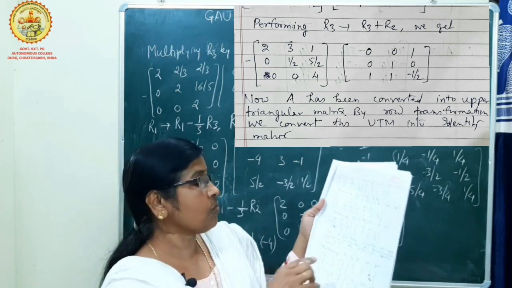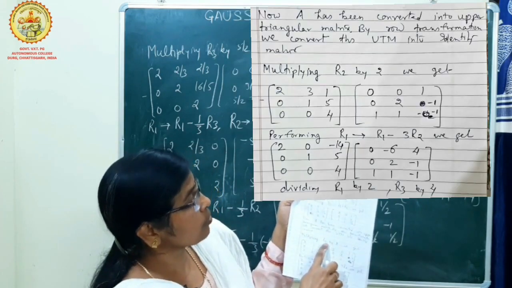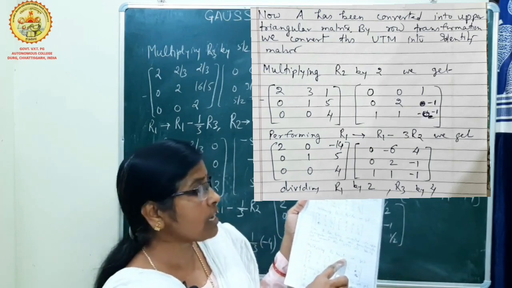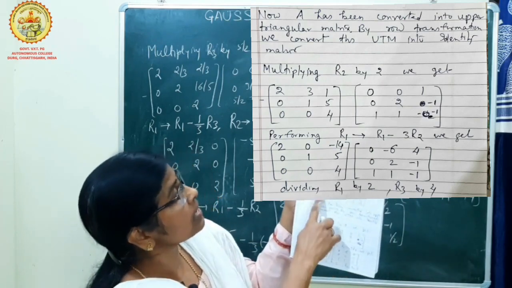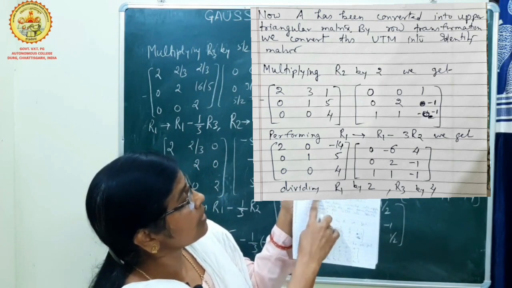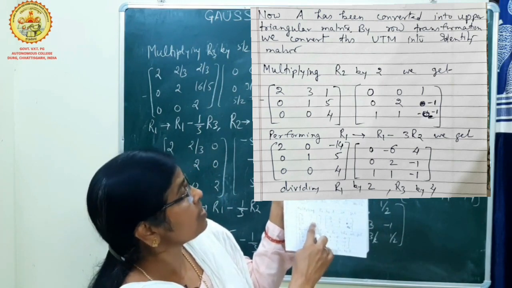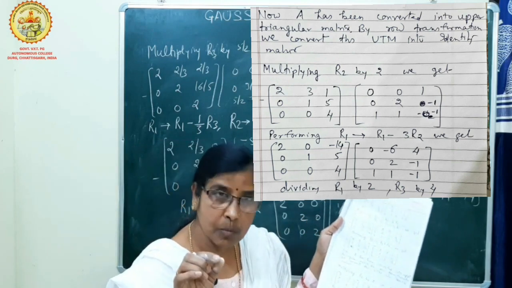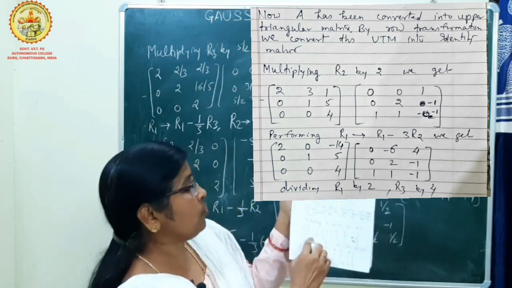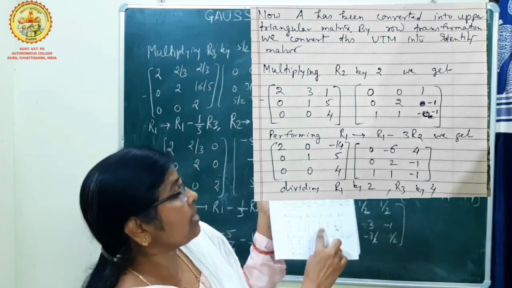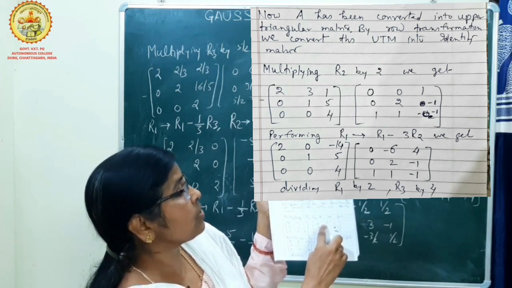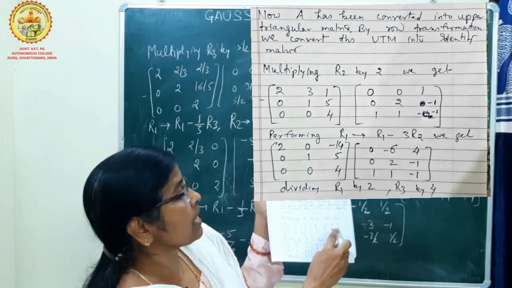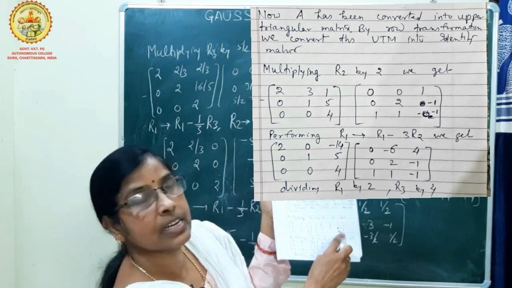For this we multiply row 2, the second row, by 2, so we get 2, 3, 1, 0, 1, 5, 0, 0, 4. Multiplication by 2 in row 2 gives this matrix. Similarly, here we get 0, 0, 1, 0, 2, minus 1, 1, 1, minus 1.